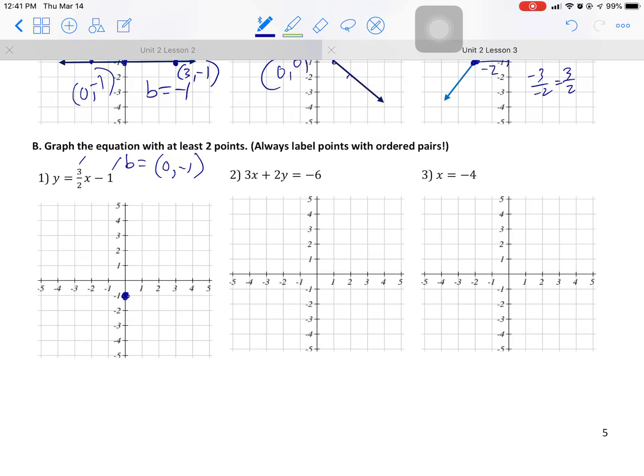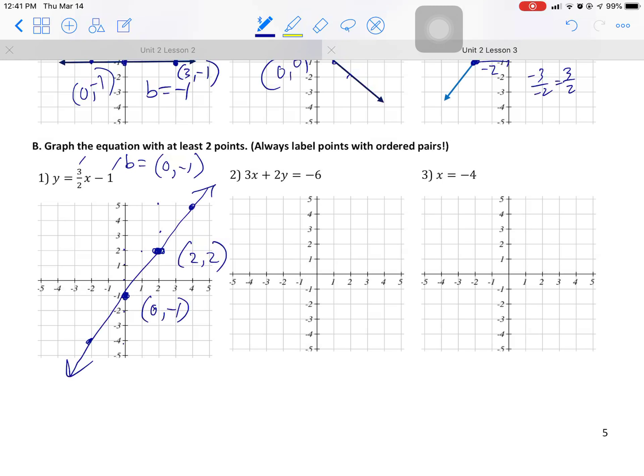Label the points with ordered pairs. Let me see where I'm going first. Up 3, 1, 2, 3, and over 2. This is a positive slope. Make sure it ends up positive on here. So this is going to be what? 0, negative 1, and this is going to be 2, 2. I can also go 1, 2, 3 down, 1, 2, 3 over, 1, 2, 3 up, 1, 2 over. So these are all points on the line. Any two of those would work.